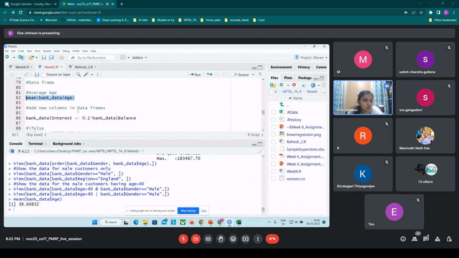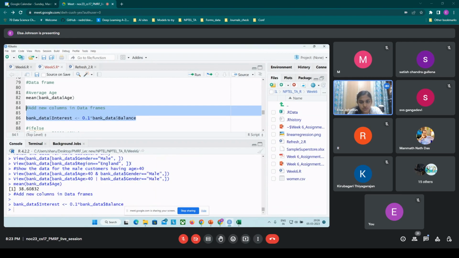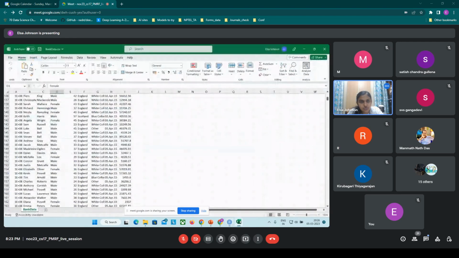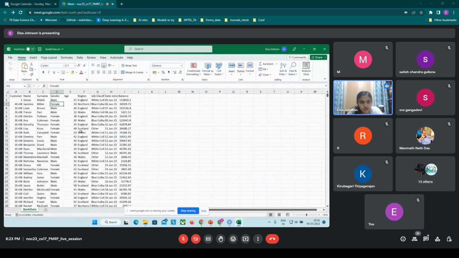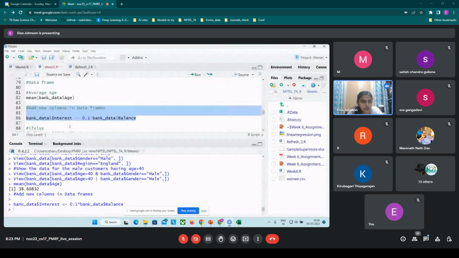Then add new columns in the data frame. Bank data underscore dollar interest. We'll select that particular new column. That column is made from the balance column into 0.1. So you can do it like this. Right now in this data, I think everything is fine. We'll come back later.